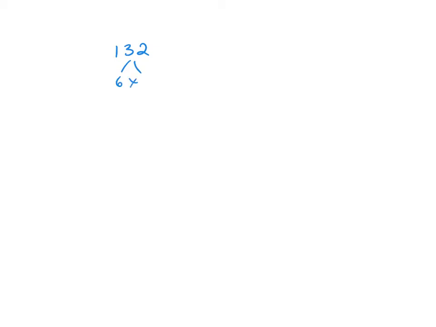Now I'm not sure what it is, 6 times whatever, so I'm going to do a little bit of math. I'm just going to do the regular algorithm over here. 6 goes into 13 twice. Subtract, I get 1, bring down the 2. 6 goes into 12 twice again. So the other factor with 6 is 22, so I have 6 times 22.